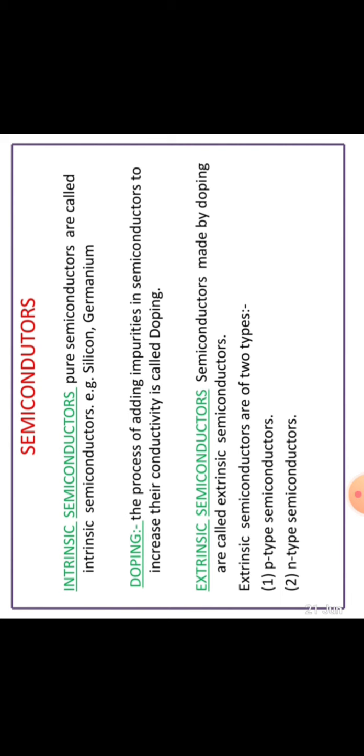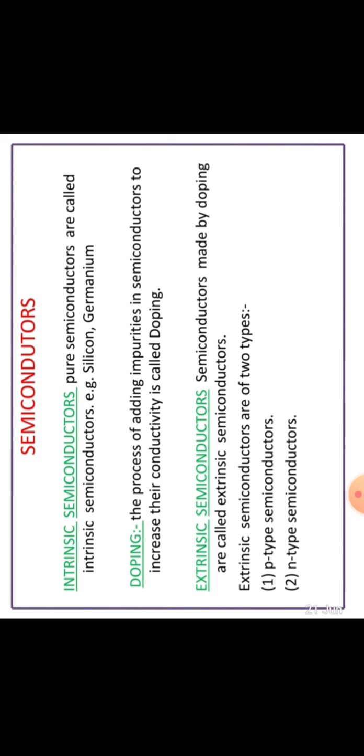Semiconductors can be classified into two categories. Number one, intrinsic semiconductors. Intrinsic semiconductors are those elements which are found in pure state, means they are pure elements. For example, silicon, atomic number 14, configuration 2, 8, 4. So silicon is an intrinsic semiconductor because it is a pure semiconductor.